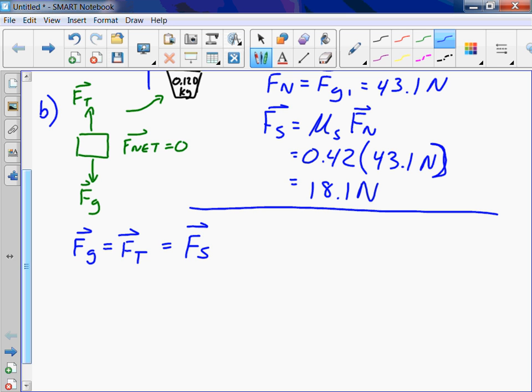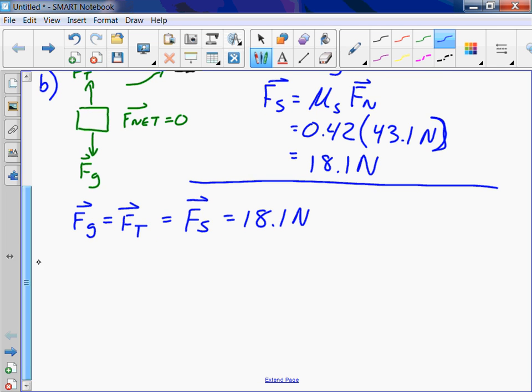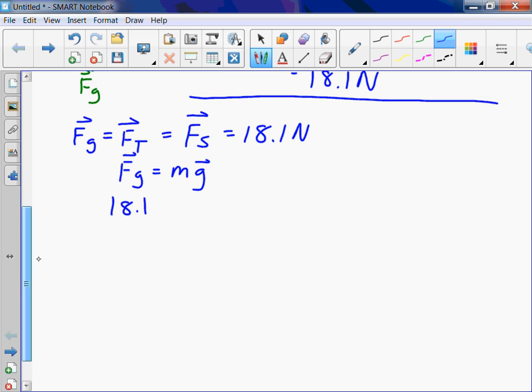I was going to ask, do we just multiply the washers by the force of gravity to get the static friction? That's exactly right. We're going to be working backwards here. So 18.1 newtons being the force of gravity is equal to the mass of the bucket, the loaded mass of the bucket that we're solving for, times g.